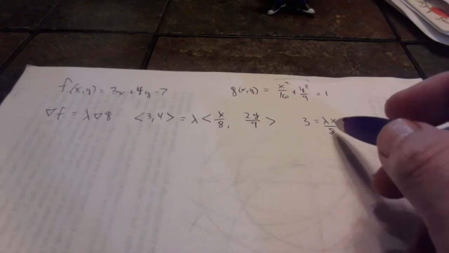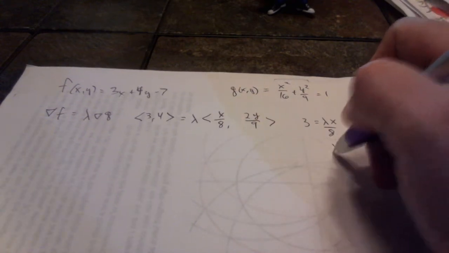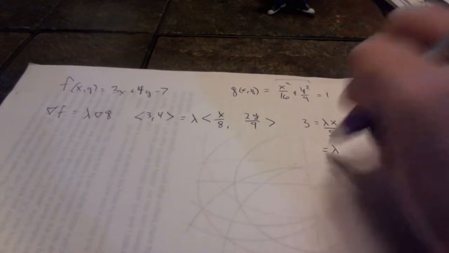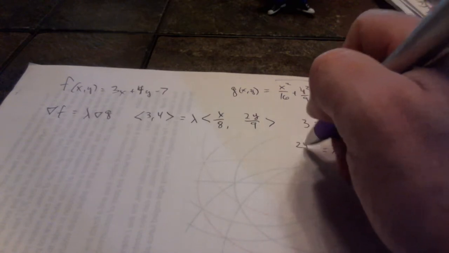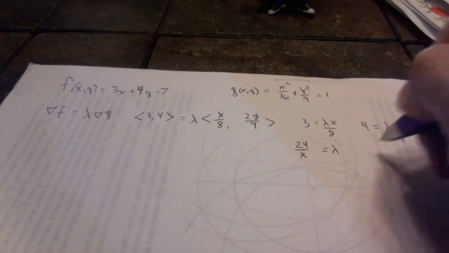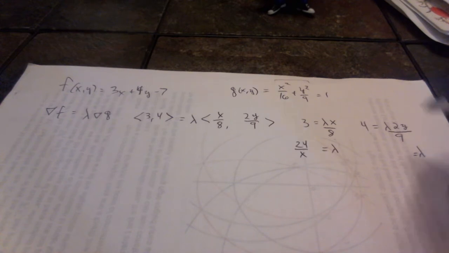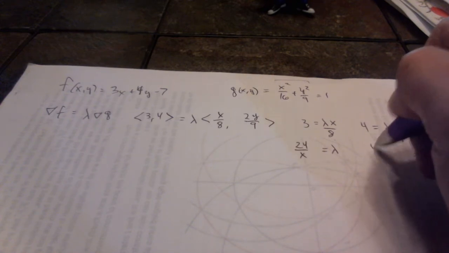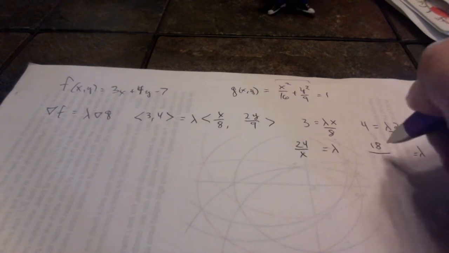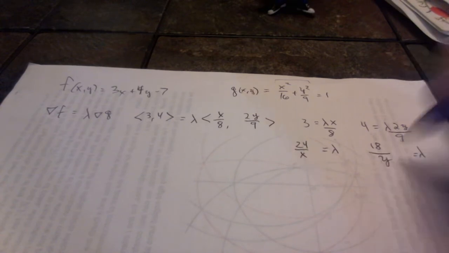So if you solve for lambda, it's a typical move, solving for lambda. Lambda is equal to, just multiply by 8 and divide by x. So I'm getting 24 over x. And lambda over here, I'm multiplying by 9 and dividing by 2y. So I get 18 divided by y. I did a lot in my head there. I hope I did it right.